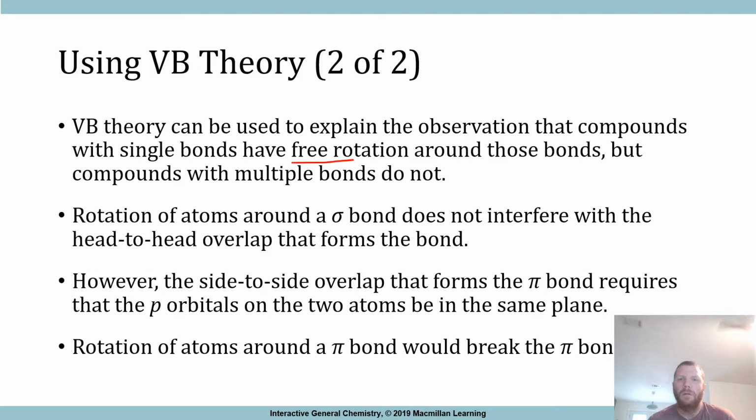Valence bond theory can also be used to explain the observation that compounds with single bonds have free rotation around those bonds, but compounds with multiple bonds do not. Rotation of atoms around sigma bonds does not interfere with the head-to-head overlap that forms the bond. However, the side-to-side overlap that forms the pi bond requires that p orbitals on two atoms be in the same plane. Rotation of atoms around a pi bond would break that pi bond. So when we have a double or a triple bond, so a single pi or two pi bonds, then there's no rotation. Whereas when there's only a sigma bond, then you have complete rotation.